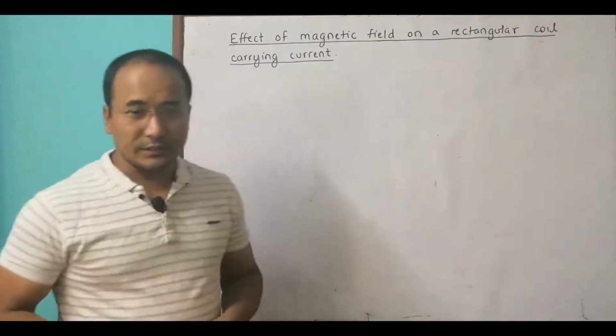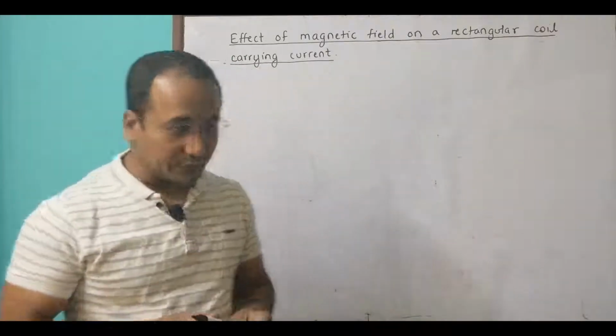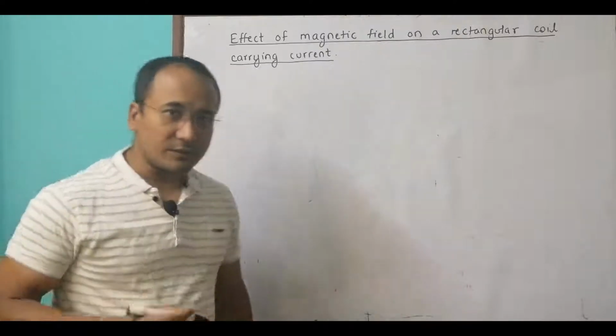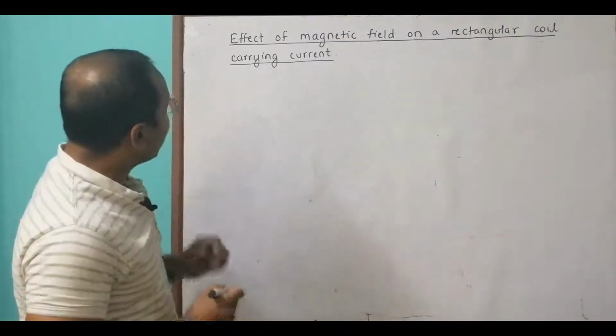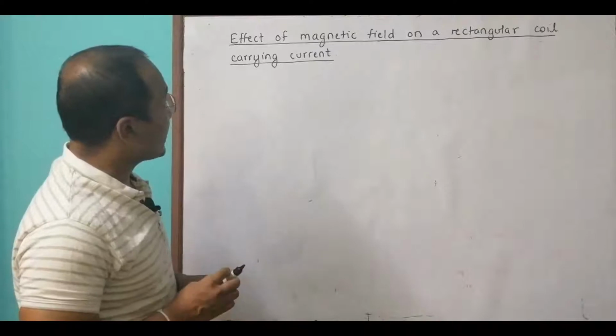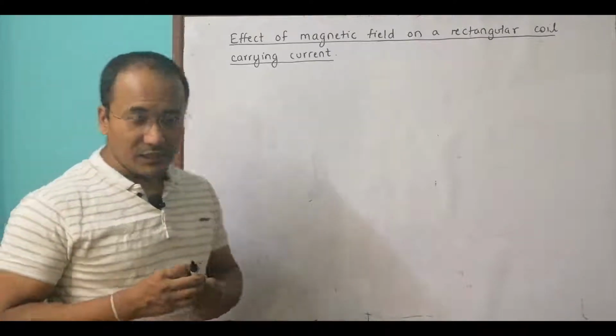Hello folks, after a long time I'm back with this lecture on magnetic field. Today my topic is the effect of magnetic field on a rectangular coil carrying current.